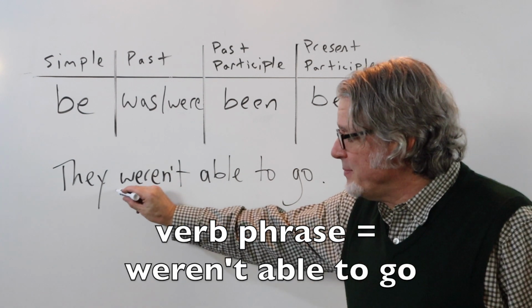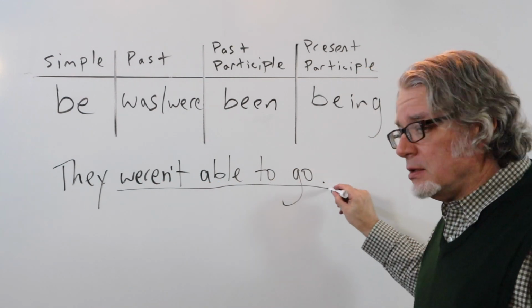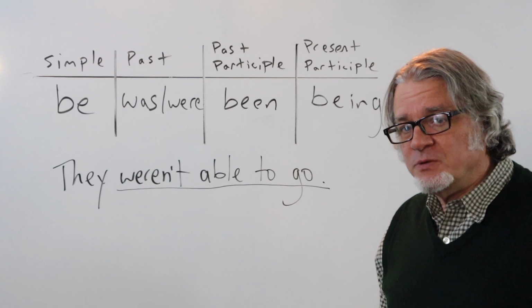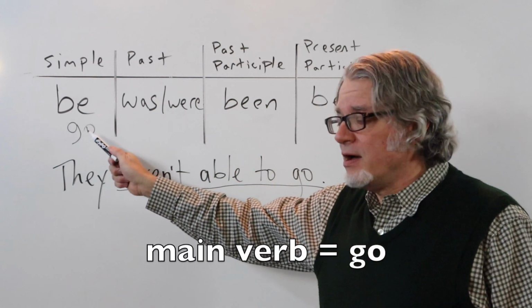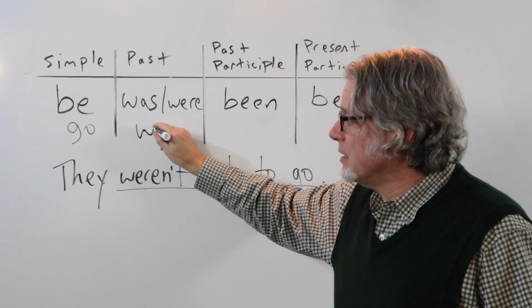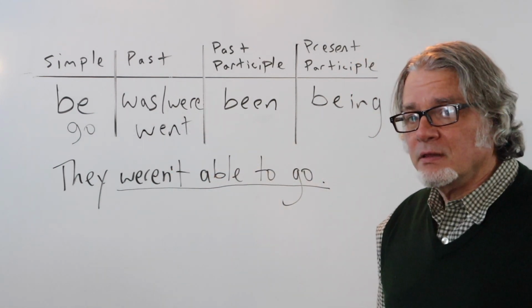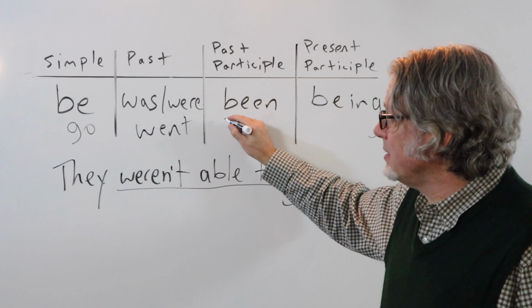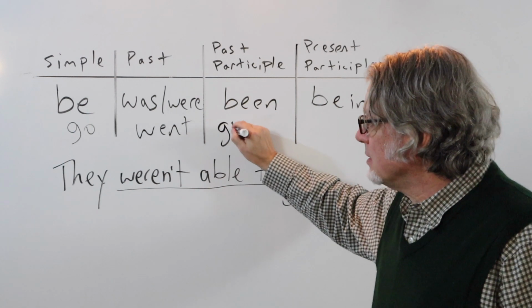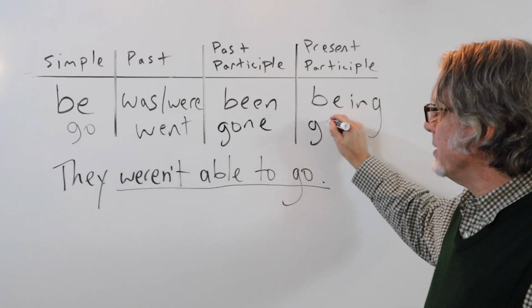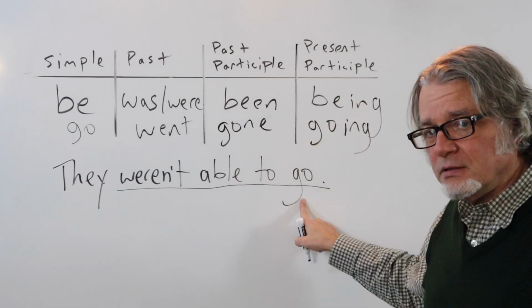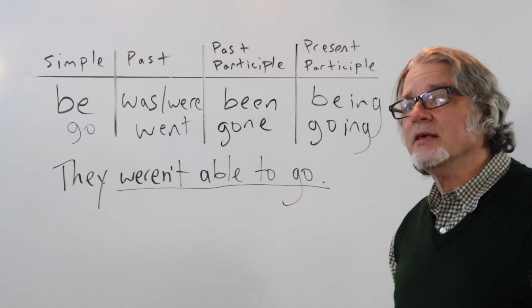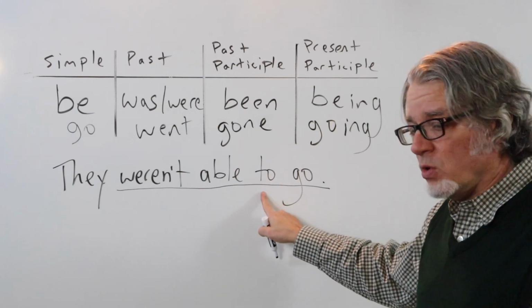They weren't able to go. Do you see where the main verb is? Here's the main verb, go. It's in the simple form. In the past tense, the word is went, and as a past participle, go becomes gone. As a present participle, it's going. But here, it's in the simple form after the word to.